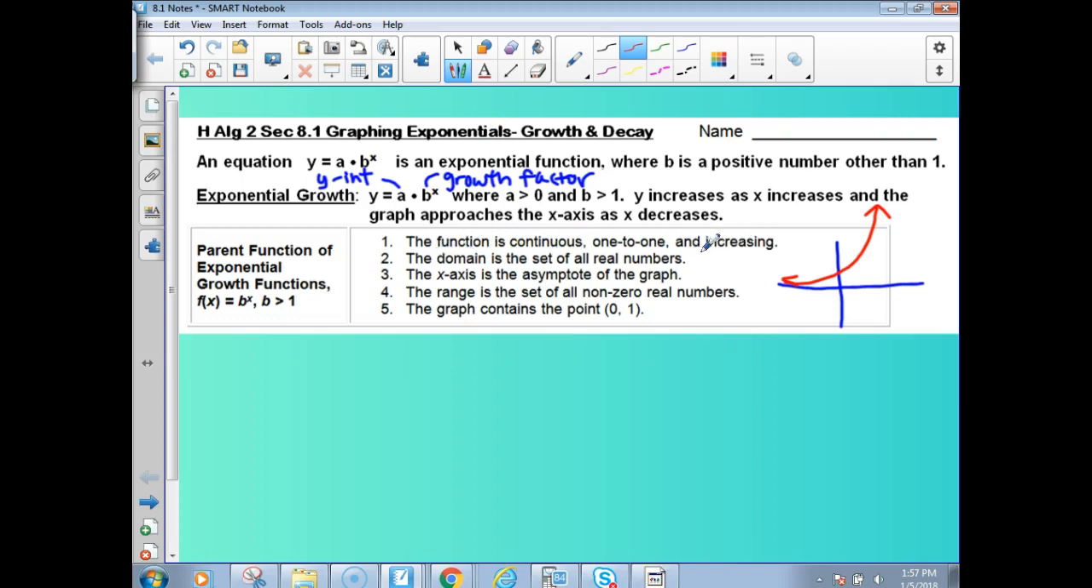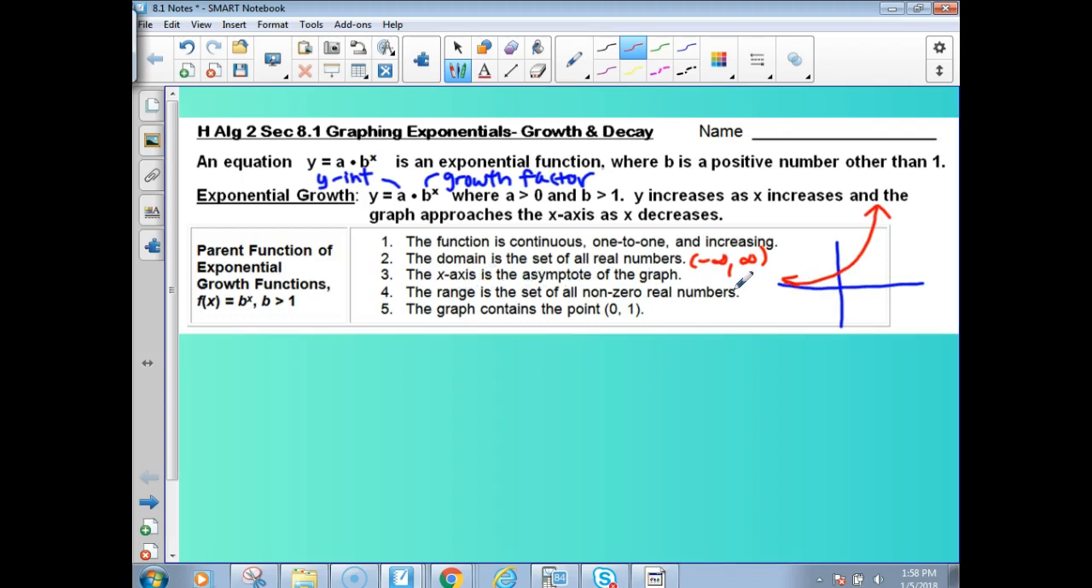The domain is the set of all real numbers, which would be negative infinity to infinity. The x-axis is the asymptote of the graph. Okay, that means, and you know what an asymptote is? It's a line that a graph never touches. It can actually pass through in some rational functions that we'll be looking at in the future, but in this case, it'll never cross the asymptote. So it would never cross the x-axis, although it gets super, super close.